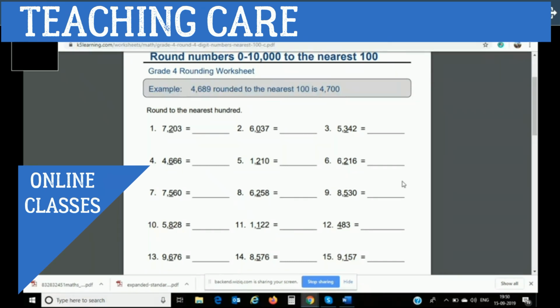5,800. 1,100. 4,000. 500. 9,006. 9,700. 8,000. 8,600. 9,300.